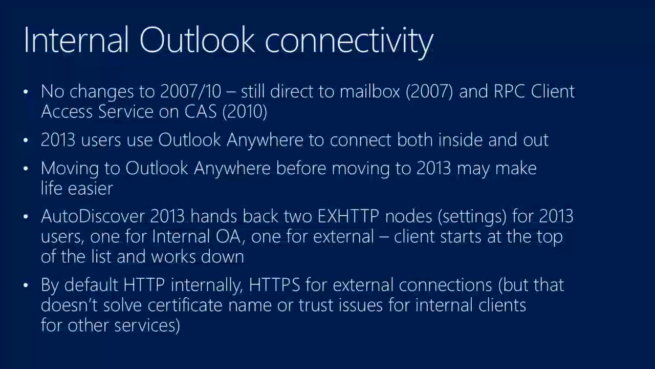So whilst connectivity for mail and directory will work out of the gate, it doesn't solve the problem with web service URLs, EWS, OAB downloads, that kind of stuff. They're all still going to require HTTPS, and they will still throw certificate warnings typically as well.